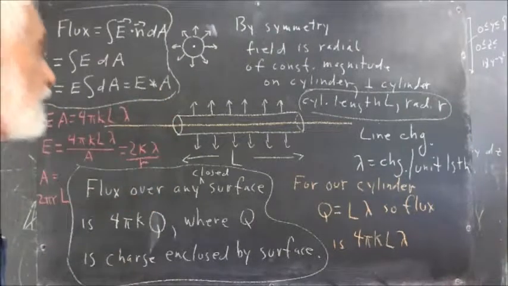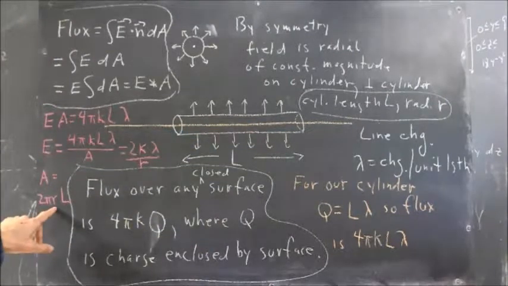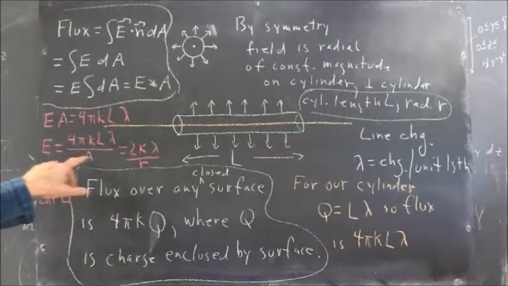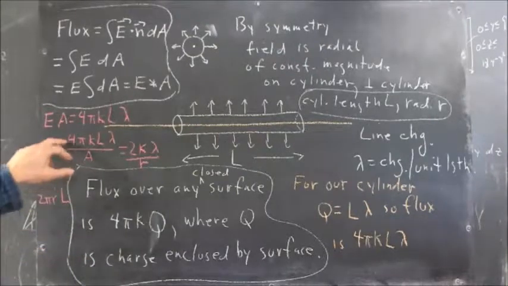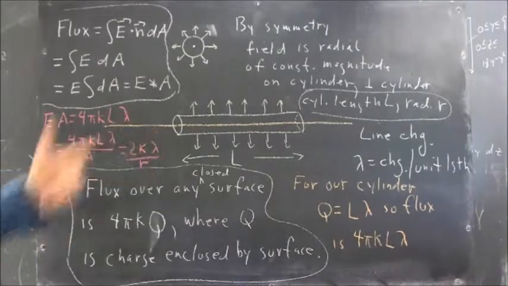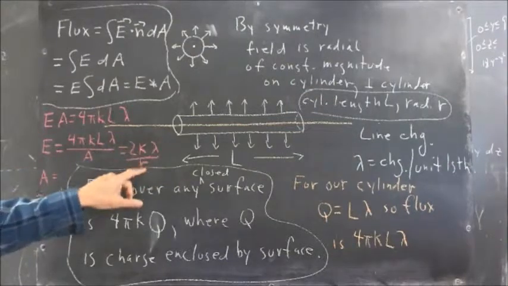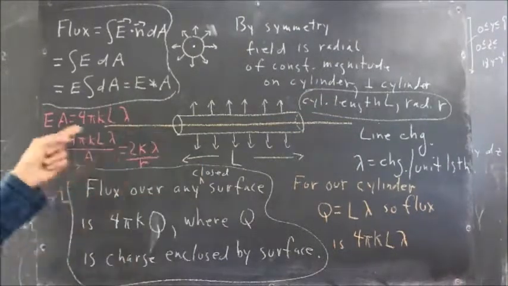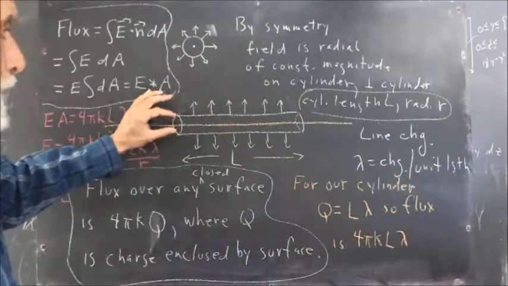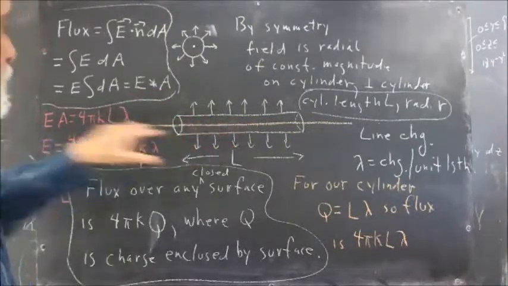Okay. The curved area of the cylinder is just circumference times length, which is 2 pi r multiplied by length. So if A is 2 pi r L, we put that here, and we see that the 2 pi is going to divide into the 4 pi, leaving us 2. The L divides the L, that goes away, and we're left with just 2k lambda over R. So we've calculated the field of a long line charge, or of a shorter line charge, as long as we're close enough to the charge that we're much, much closer to the line than to the ends.